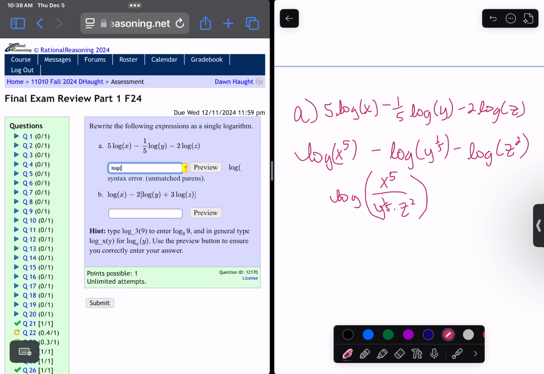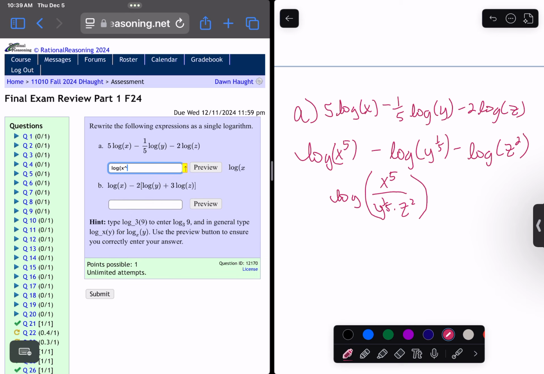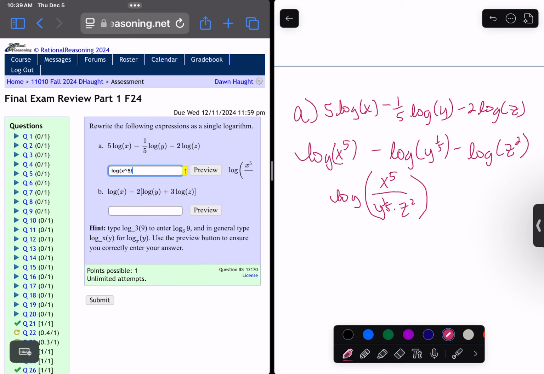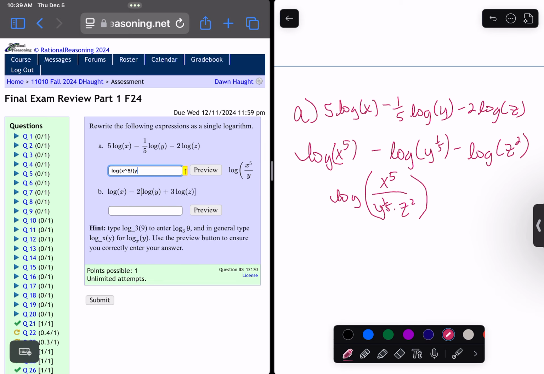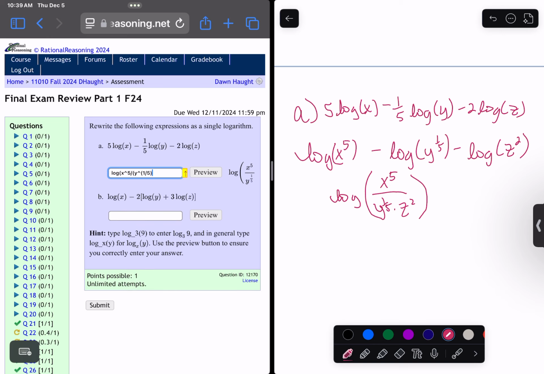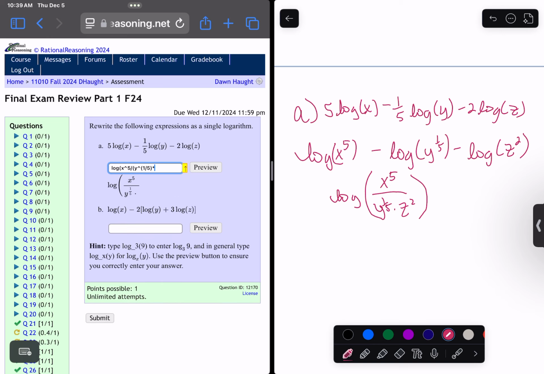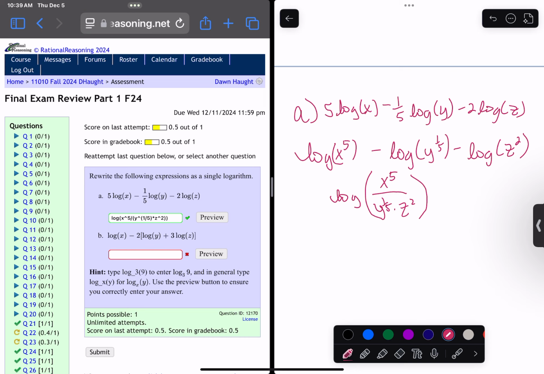Okay, now I need a fraction, so just make sure that if your top or bottom has more than one piece, you put it in parentheses. So I'm going to do a y to the 1/5. You'll see I put that 1/5 in parentheses times z squared. And see what you have down on paper. Does it look like the preview? Does it look like what we have? And it's a perfect match, okay? So let's just give that, okay?